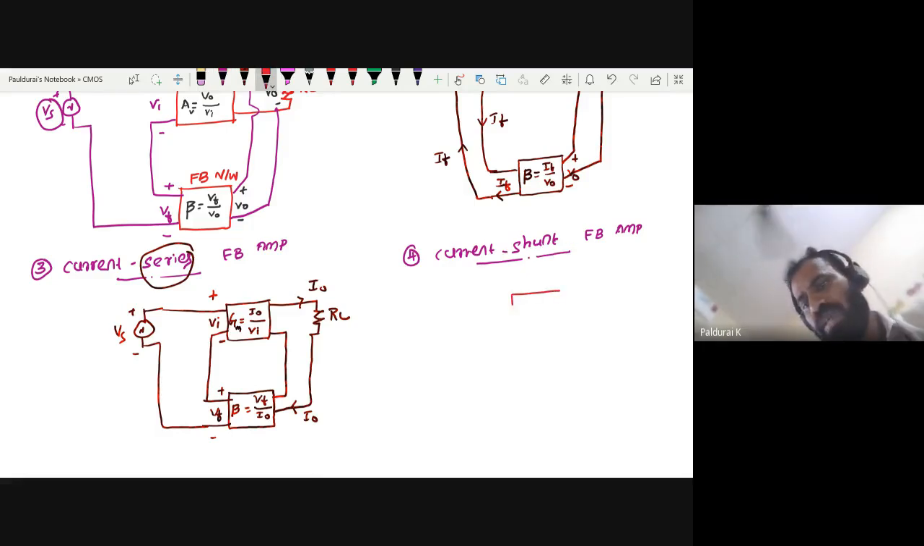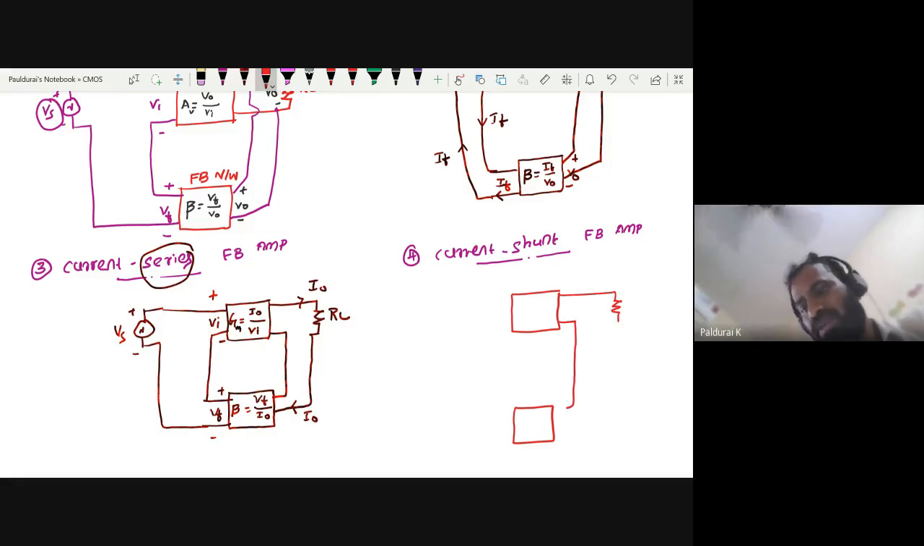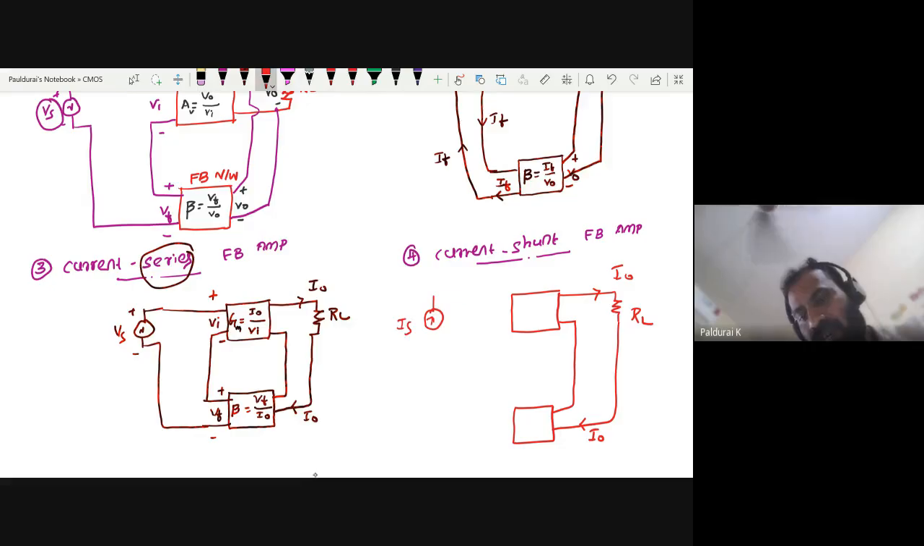So this is my basic amplifier, and this is my feedback network. Coming to output, this time current sampling, so you connect RL in series, this is my Iout. Shunt mixing. This time you play with a current source. Here it is current, so here also you take this current IF. So IS has to be divided.